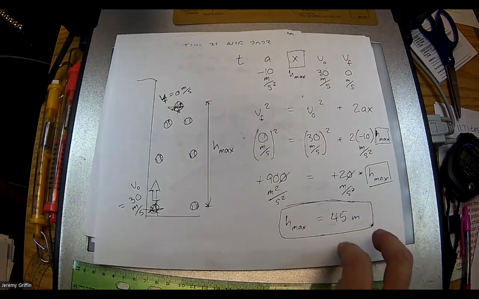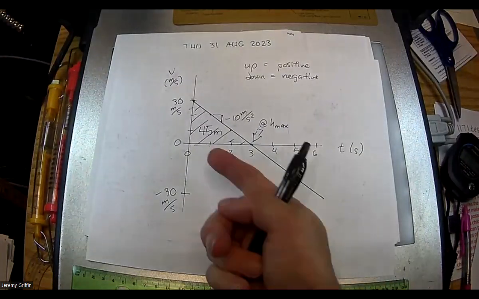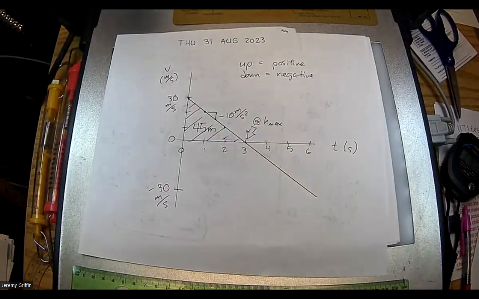We already did this. And here's the graphical version of the same thing. It's the area of that triangle on a V versus T graph. 45 meters.